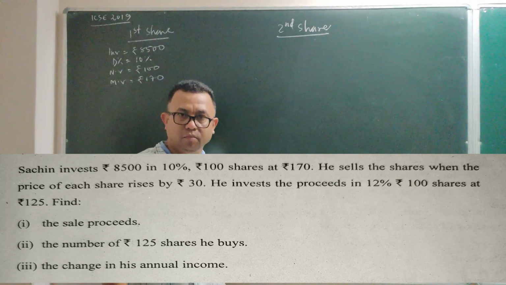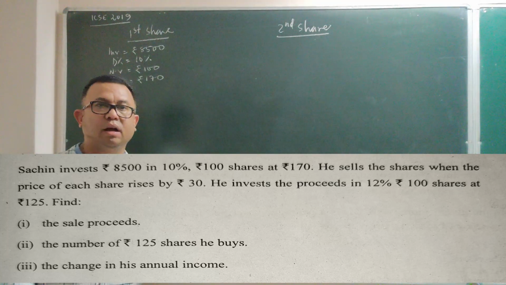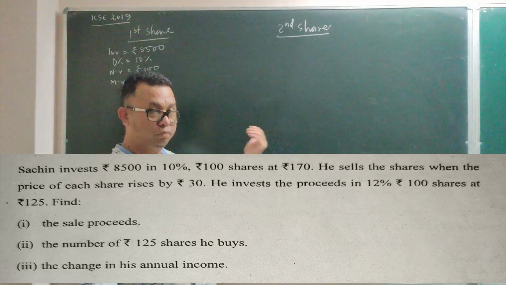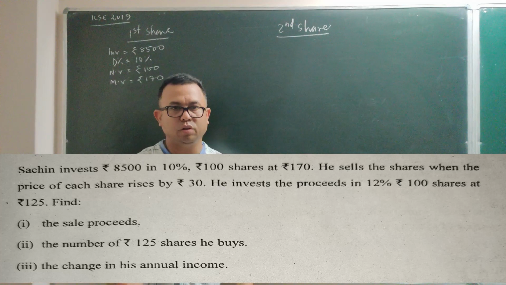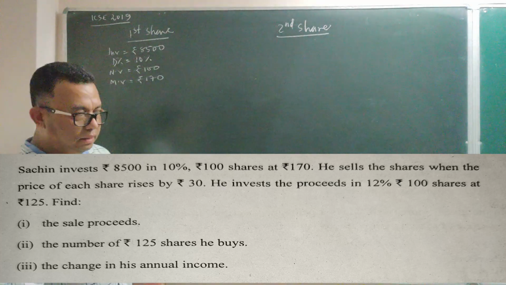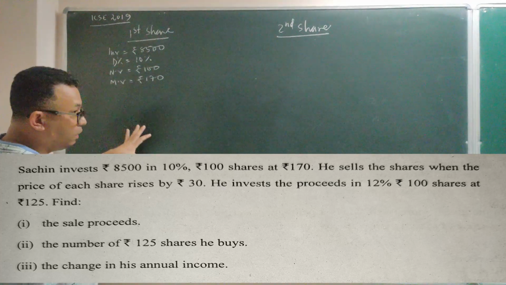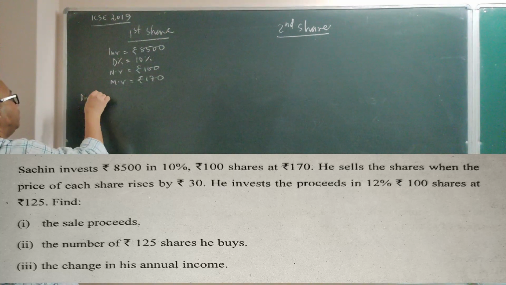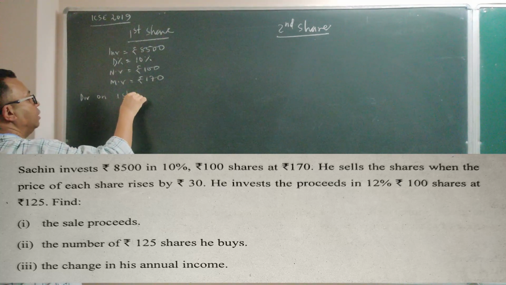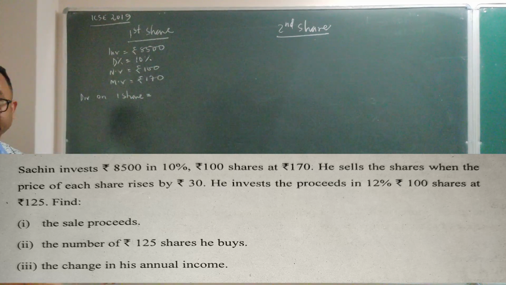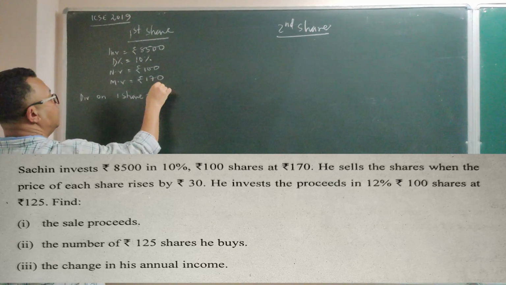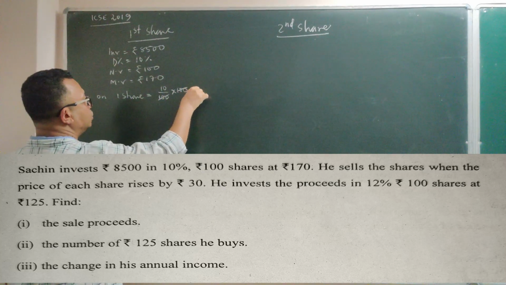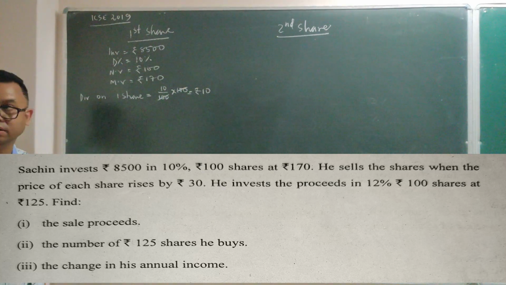And what is the change in income? The difference of the two incomes is what I have to find, the subtraction between the income of the first share and the second share. That is what is going to give me the answer to the third question. So that's why I need to find annual income, and I'll proceed the same way. First I'll find the dividend on one share. The formula is dividend percent by 100 into nominal value, which is also 100. So 10 rupees is the dividend on one share.